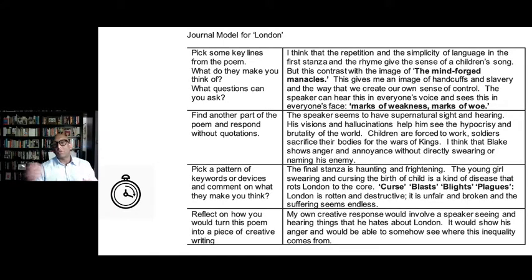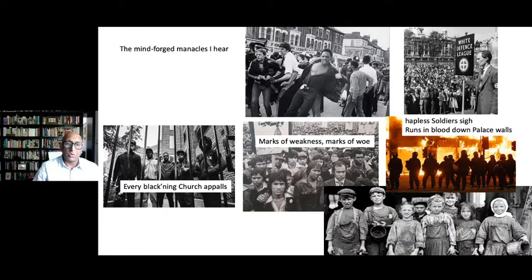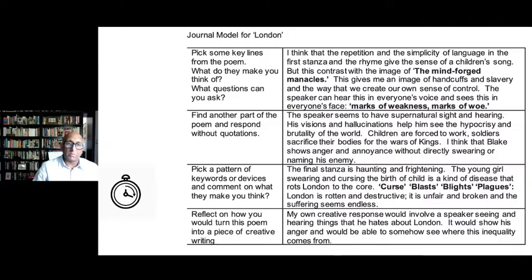The last thing, and I'm going to do that in a second, is show you the piece of creative writing that I would do if I was turning London into a modern piece of writing. But in fact, I'm going to do this first. If you just want to pause here and think about which of those types of journal models work for you. And if you could just respond to London, if you could just spend 5 minutes, you can use evidence or not. It's you responding to Blake's poem, London.